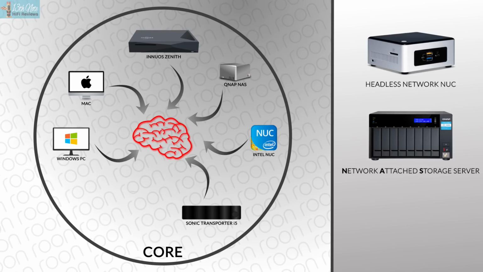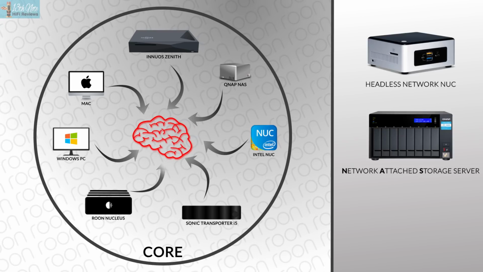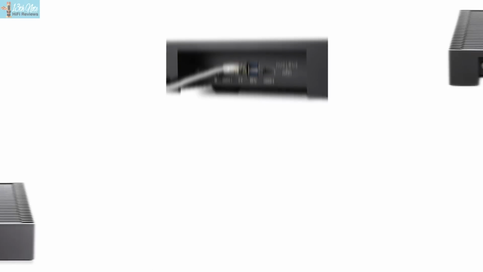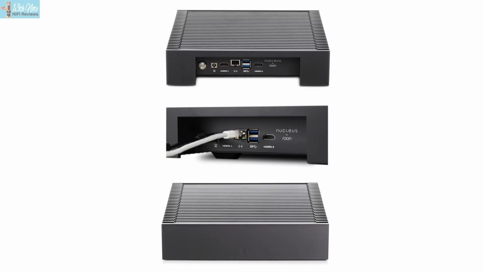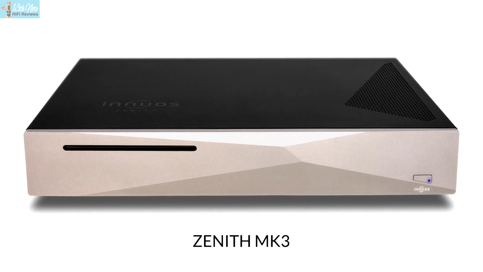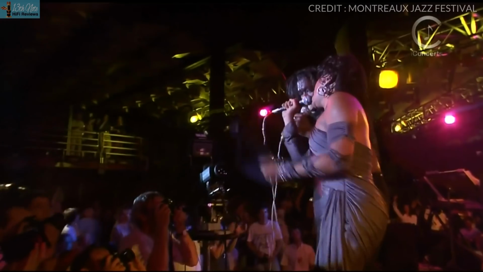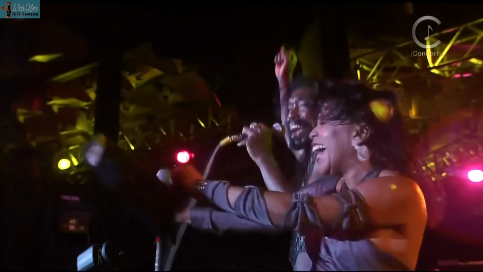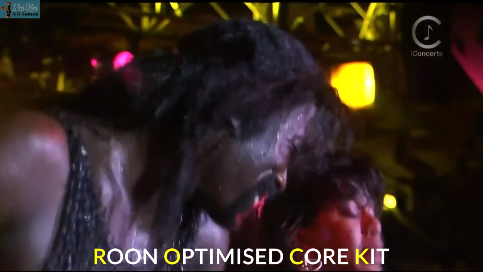Alternatively, you could use Roon's own Nucleus server which is based on the Intel NUC. If you don't want to buy servers with Roon already installed like the Nucleus or those from Innuos, then buying a Linux based server like the Intel NUC, you just add Roon software for free which is called Rock.